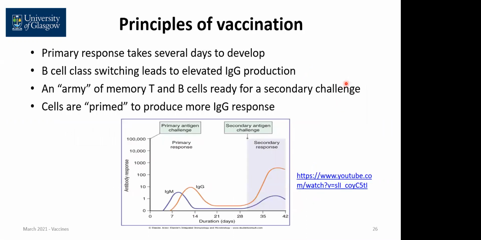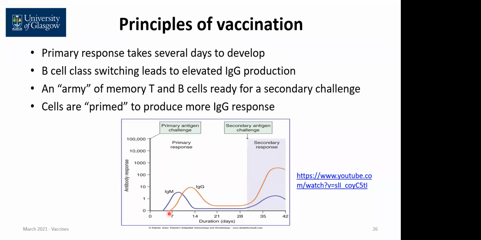And this hopefully should make a bit more sense when we talk about this figure here, and specifically when we talk about the principle of vaccination. So the primary response within the immune system, specifically within the adaptive immune system, can take several days to develop. This process of B cell class switching is really important to produce elevated amounts of IgG, and this is because of the idea of affinity, as we've talked about in the last slide.